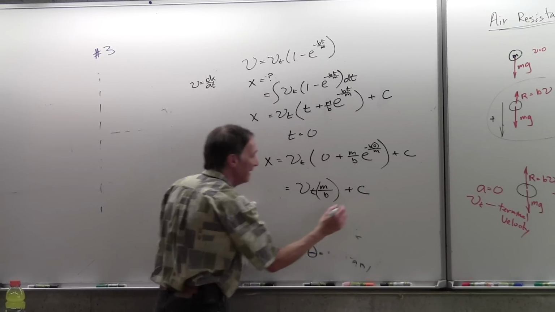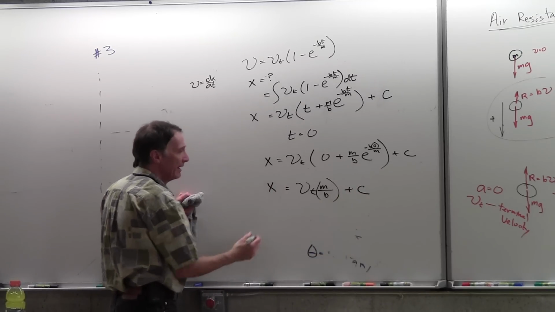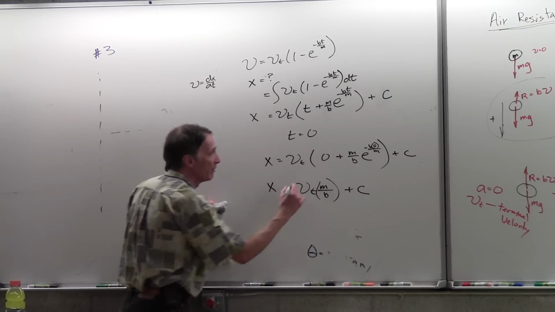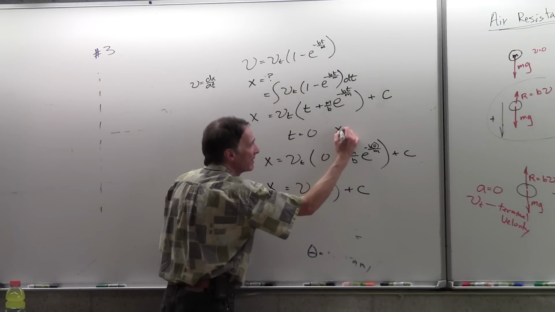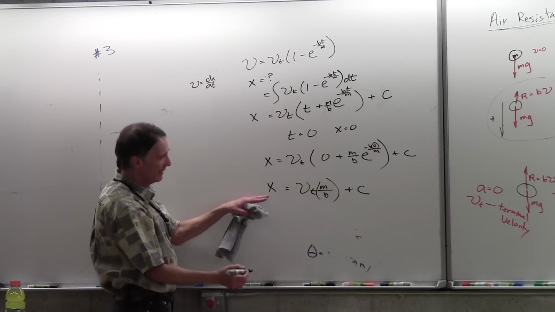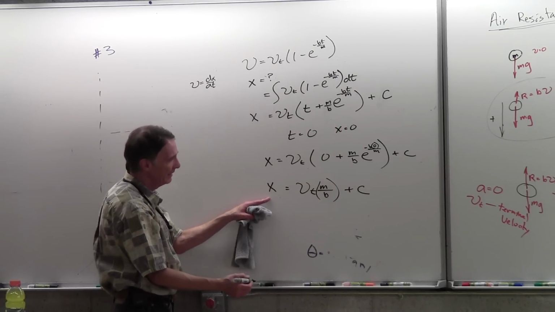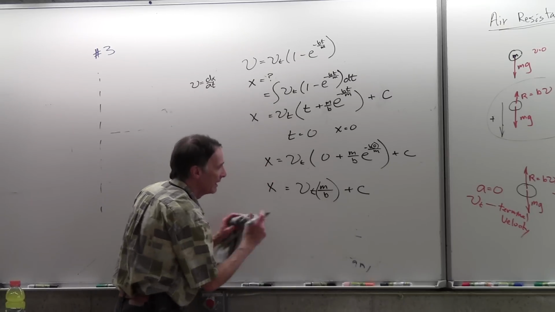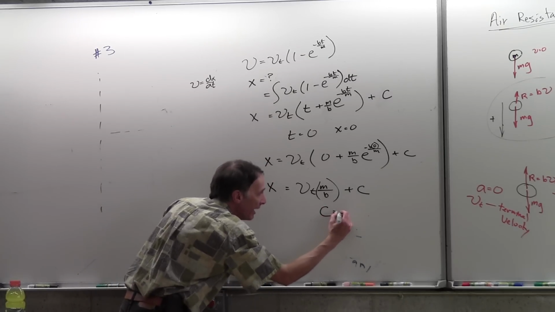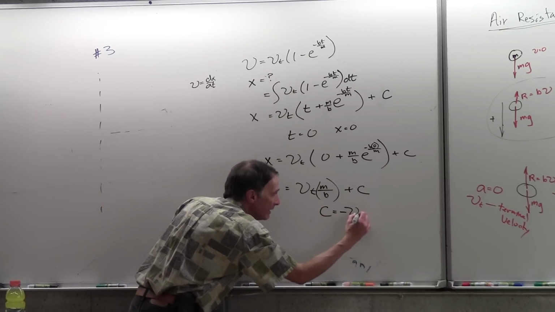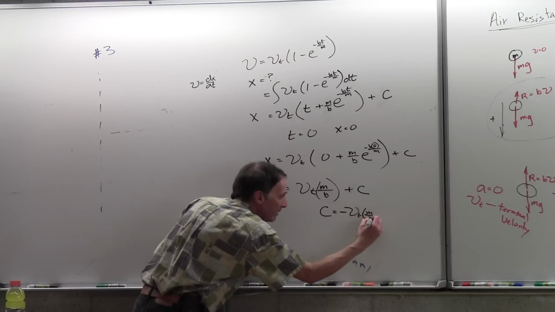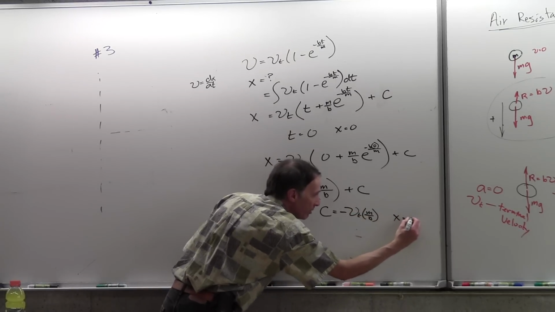Plus c, that should be equal to x. Now if I want, at t equal to 0, x to be equal to 0, then c will have to be the negative of that. So c would have to be a minus vt m over b for x equal to 0.